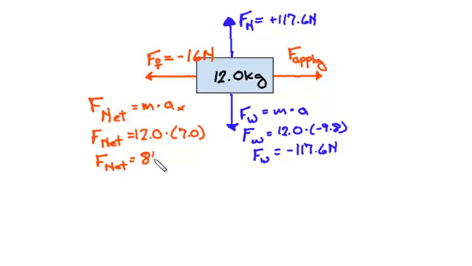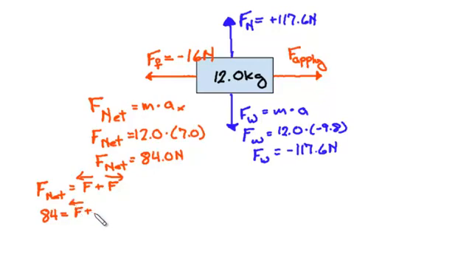So I take 12.0 and I multiply by the acceleration, which is given to us, of 7 meters per second squared, giving me a resultant net force of 84.0 newtons. Now I also know that net force is all the forces to the left plus all the forces to the right. So I'm going to replace force net with 84.